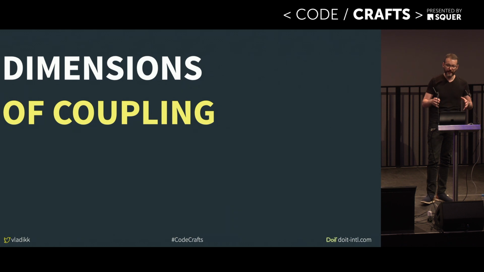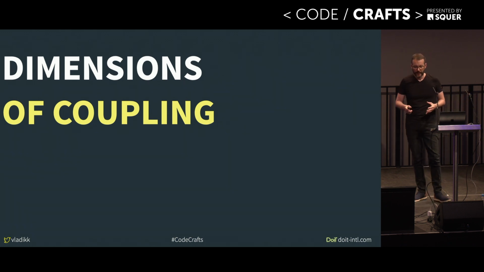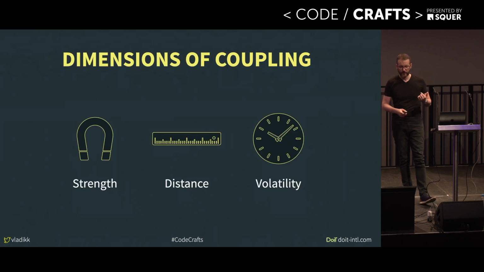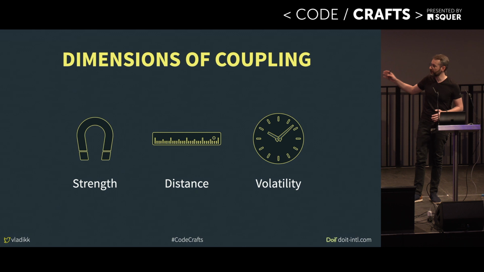Now, to understand how coupling really affects our day-to-day work, let's see 3 dimensions of coupling. Dimensions of strength, distance, and volatility. Now, I have to warn you, strength is going to be the heavy one. We're going to spend most of our time here. Now, don't try to remember everything.